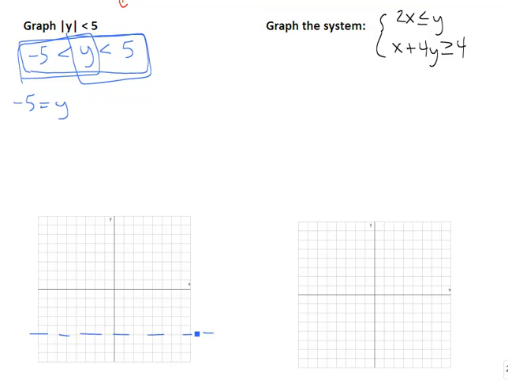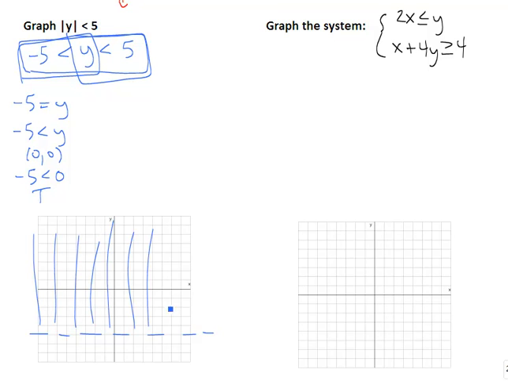Now if I pick a test point, remember the left-hand inequality here is -5 less than y. If we try 0, 0 into that, plugging in the 0 for the y, -5 is less than 0, so this is true. And the origin lies above my horizontal line, and it worked, so we would be shading up. Okay, now let's do the right-hand inequality.